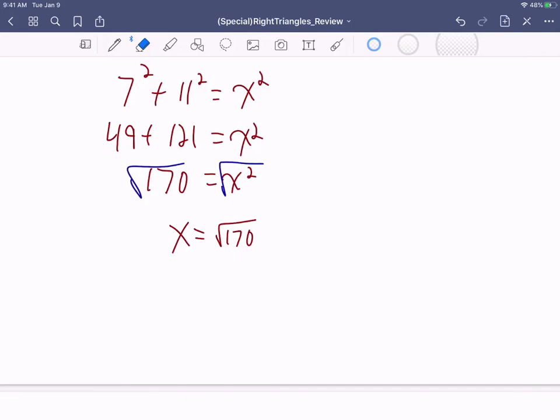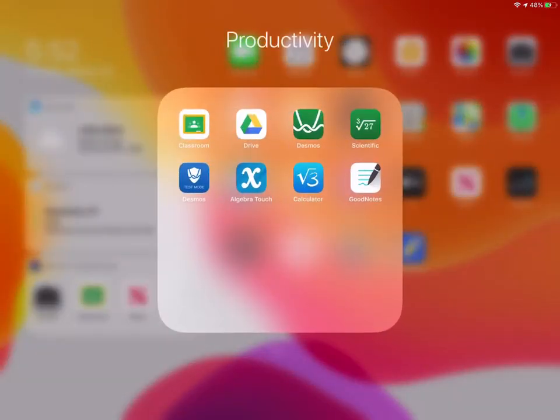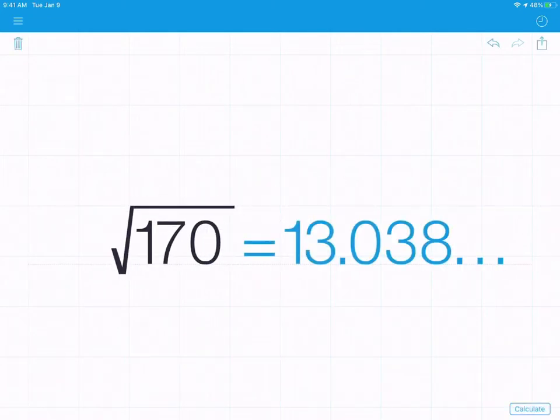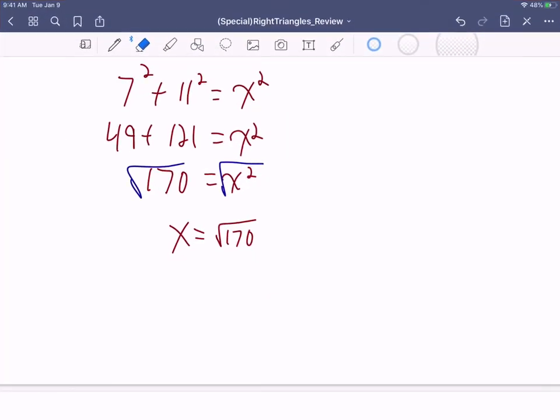If we want to know what the square root of 170 is, we can just punch it into a calculator. So square root of 170, and that's going to be about 13.04.